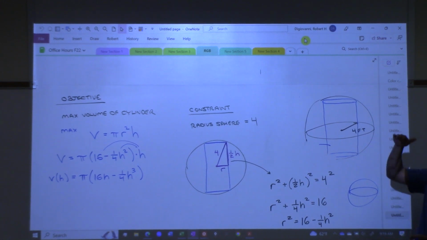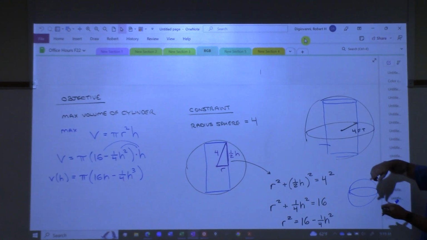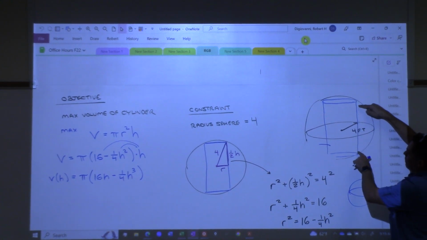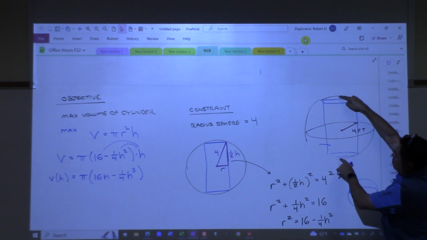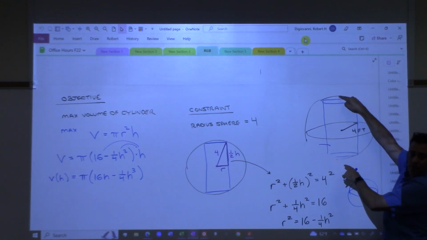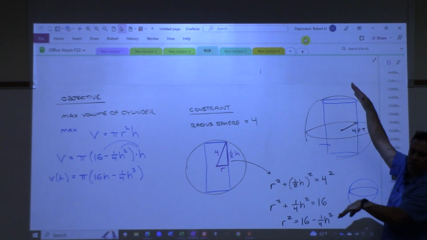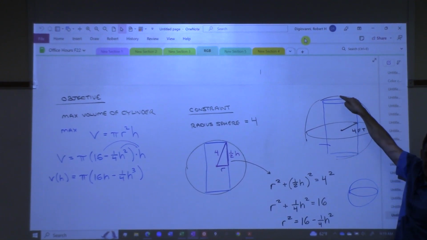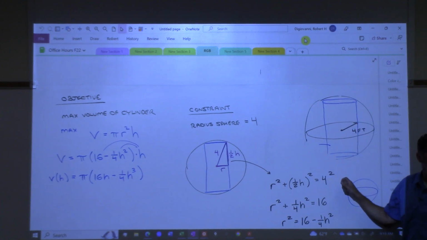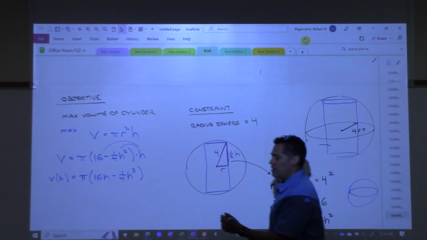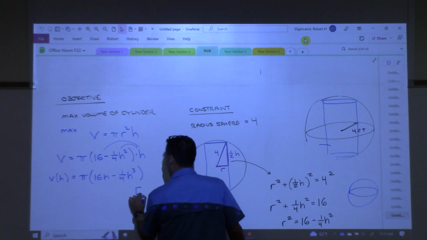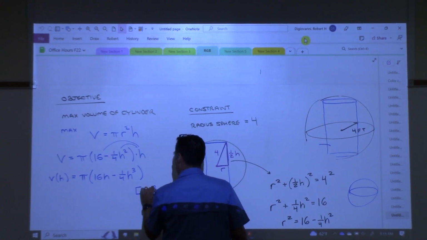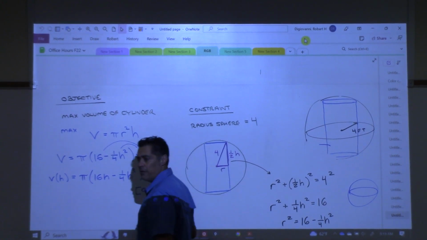What's the biggest value it could be? The height could be all the way from the North Pole to the South Pole, couldn't it? Past that, you're punching through the sphere. So what's the distance from the North Pole to the South Pole? 8, right? Doubling the radius. So we can look at this on a closed interval from 0 to 8.